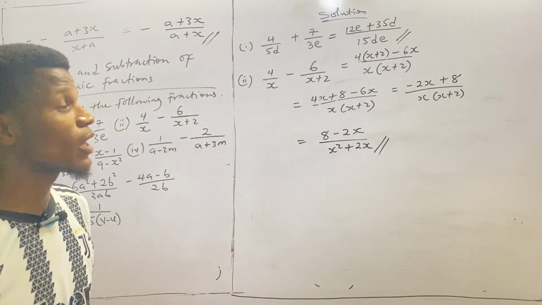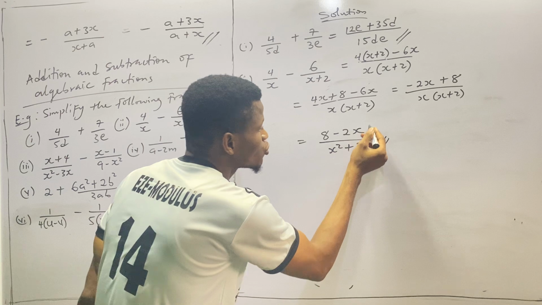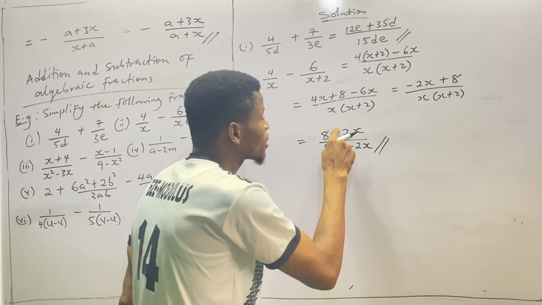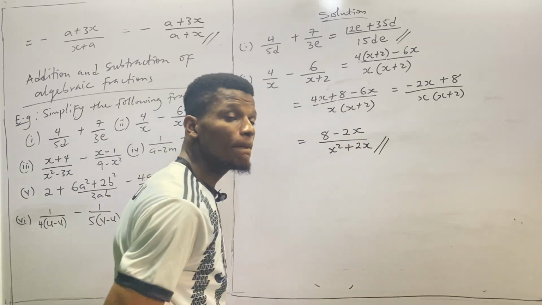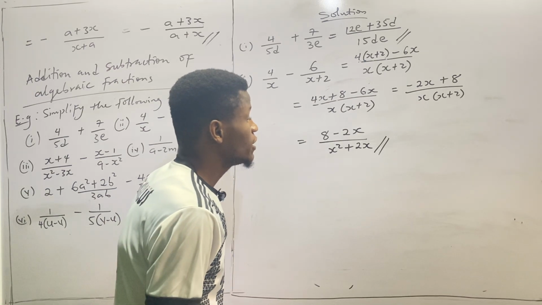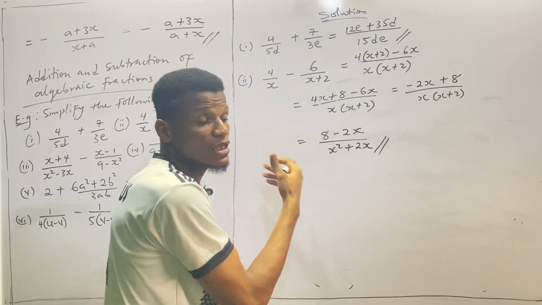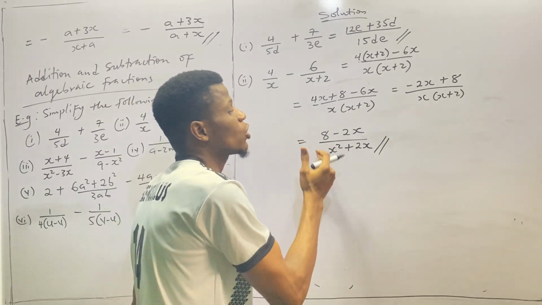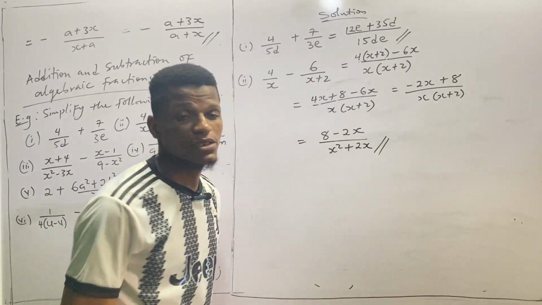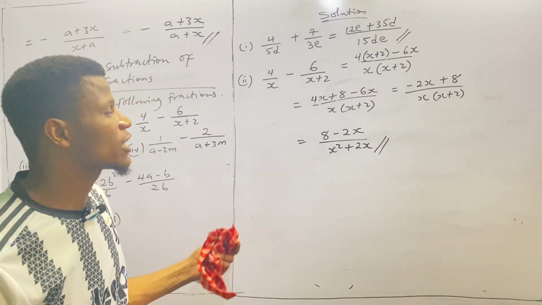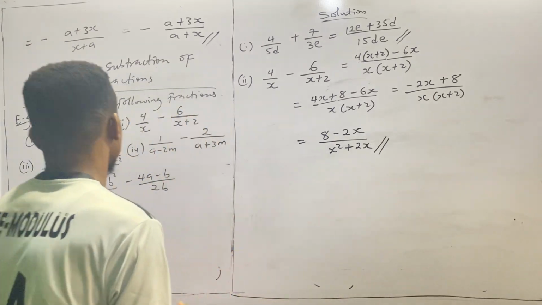There's nothing to cancel out. You can't cancel the 2x out because the signs between these two are positive and negative. All right? And assuming that we can factorize something common here, of course we can still cancel further. All right, so we can cancel further. So this will remain our final answer.